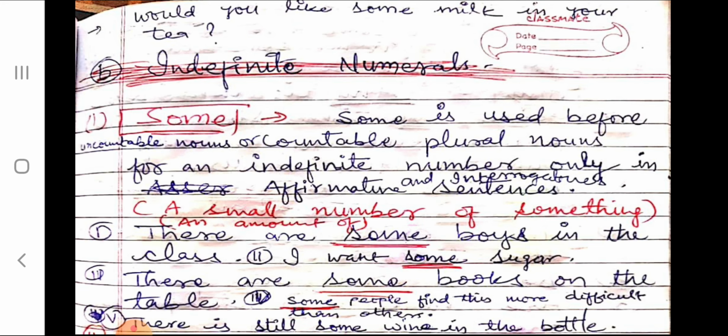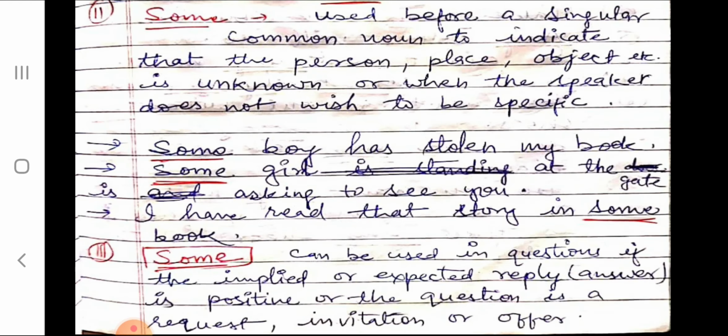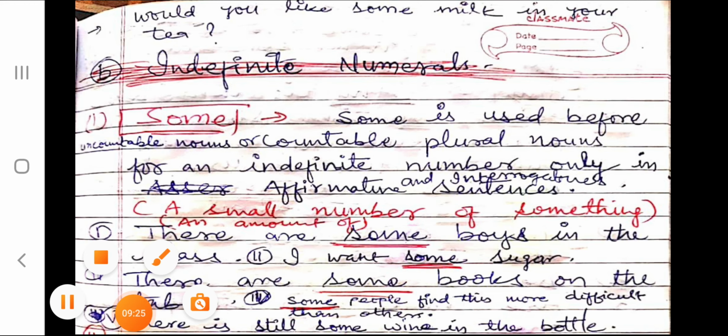Now, let's take up the indefinite numerals. In indefinite numerals, first of all, we will discuss in detail about "some." Some is used before uncountable nouns or countable plural nouns, for an indefinite number, only in affirmative and interrogative sentences. Some means a small number of something, an amount of something.